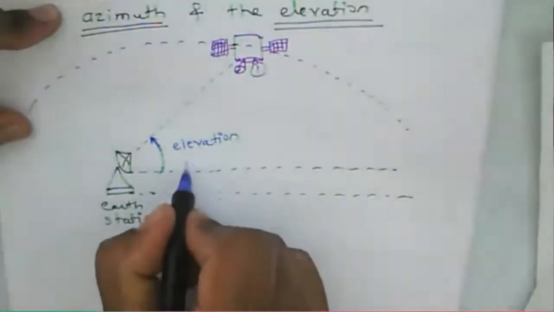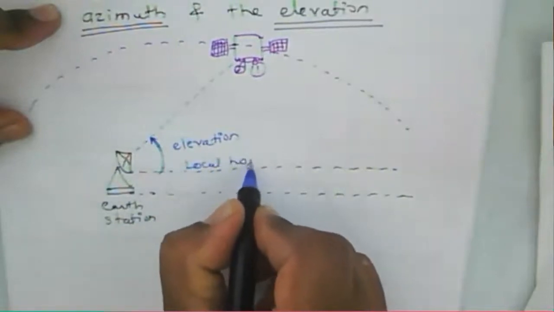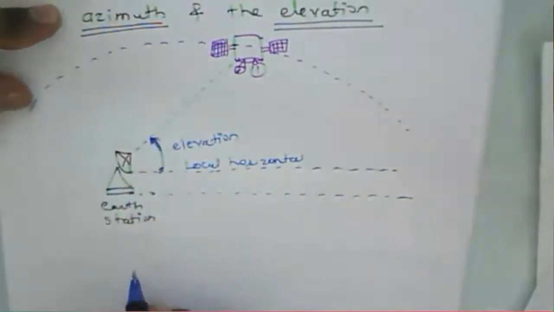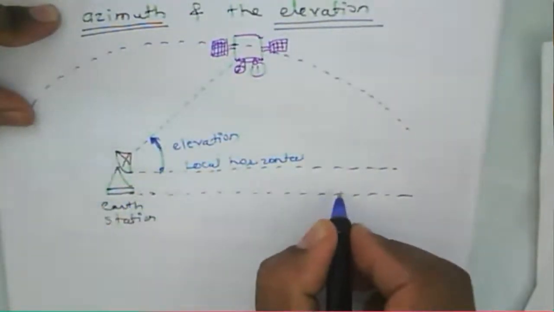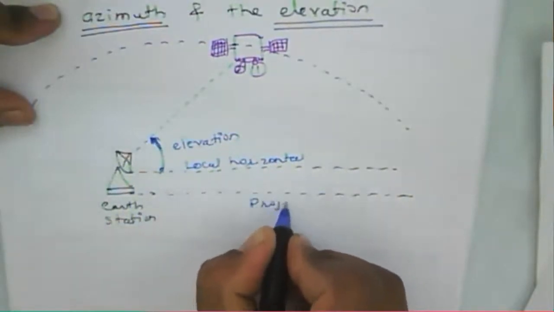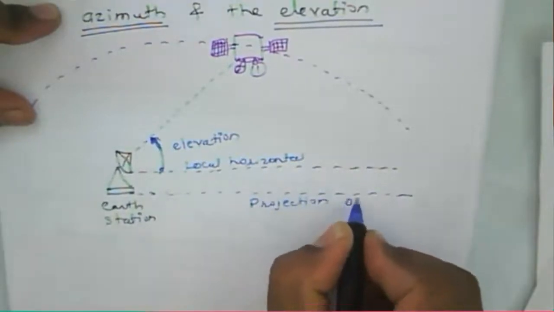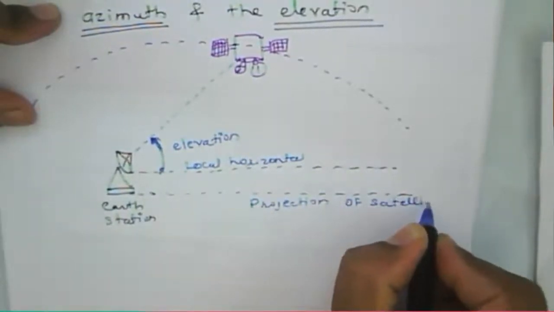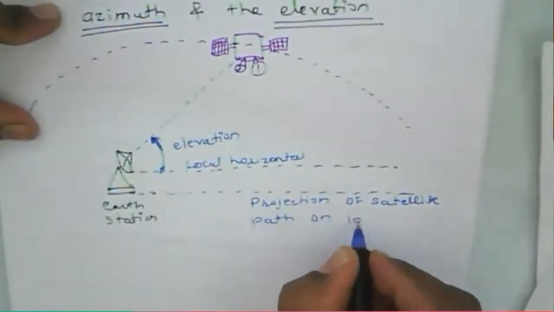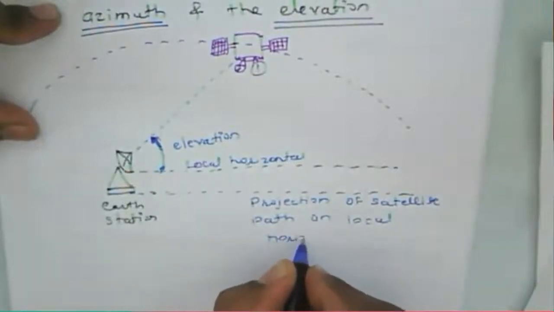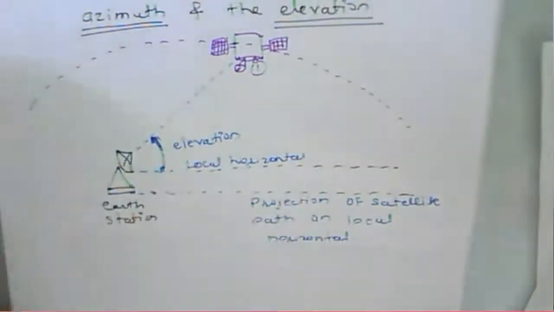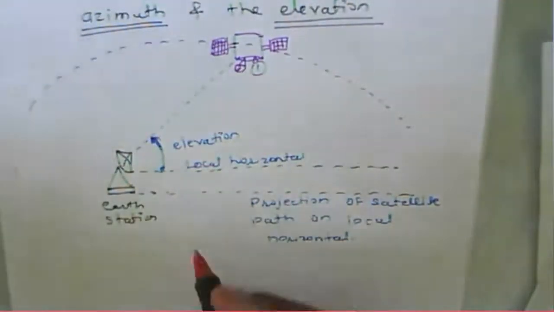This is nothing but what? A local horizontal. This one is nothing but a local horizontal, and this angle is called the elevation. Now here, a ground station, and from that, you can say the projection of this particular line of the satellite path on the local horizontal.